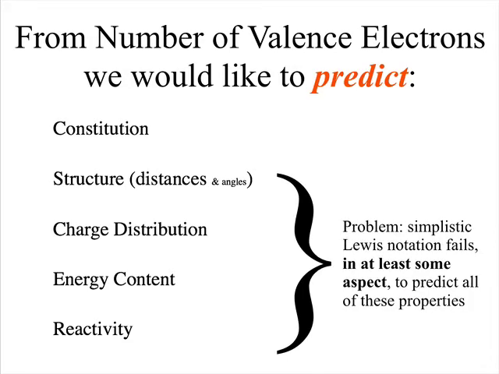Now, for these last four, Lewis notation, Lewis theory, Lewis structures fail in at least some aspect to predict these properties. Lewis is very good at getting us constitution. It really helps us put together a molecule in a way that makes logical sense and does in a fundamental way represent reality. But it fails in a lot of ways, at least in some aspects, to give us structure, to predict distances or angles, to understand charge distribution, energy content, and reactivity. So we need a better theory.